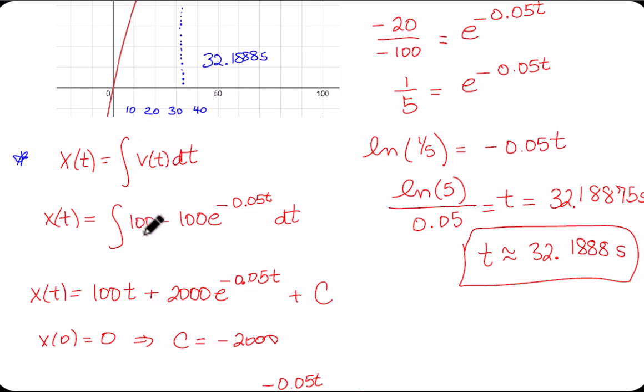All right, so if I want to find out the distance, I need to integrate velocity. So if I integrate the 100, I'm going to get 100t. If I integrate this term, I can take the 100 out. I'm going to do the e by substitution, so I'm going to get a 1 over 0.05 with a minus. But that minus will make that minus go away to a plus, and 100 divided by 0.05 is the 2000. All right, so we know at time 0 we hadn't gone anywhere, so c then is minus 2000.